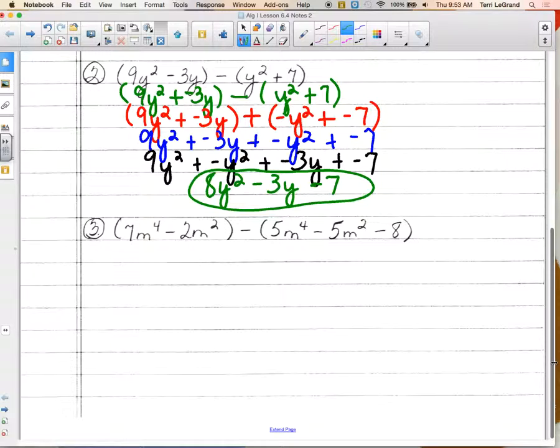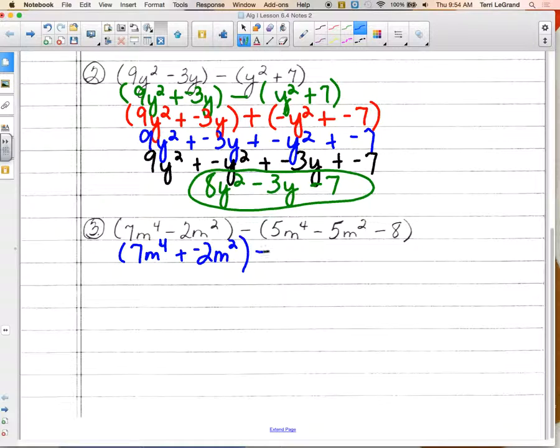Okay, there's all kinds of subtraction going on in that next one. All kinds of it. So what's our first move going to be? You add the opposite for the first one. Add the opposite in the first polynomial. Okay, so we can change this one to 7m to the 4th plus negative 2m squared. And then you add the opposite for the other polynomials, right?